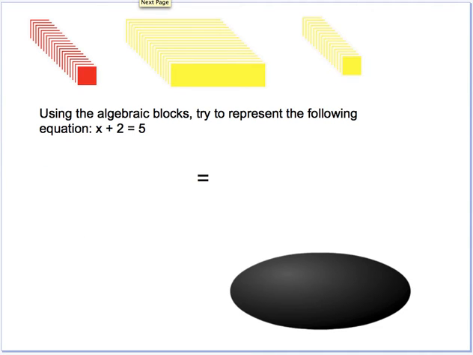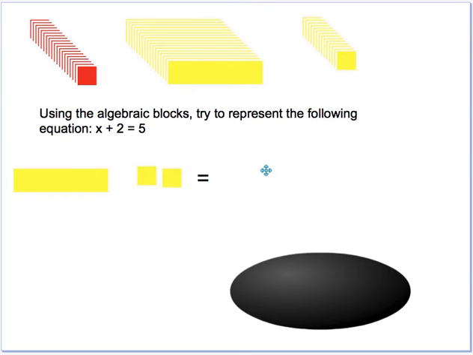So what I want you to do now is represent the following algebraic equation, x plus 2 is equal to 5, and we use the blocks to represent it. So we start off with the first term and we see an x. That's pretty straightforward. We grab a yellow rectangle. The next term in the series is positive 2, or plus 2. So we grab 2 yellows.